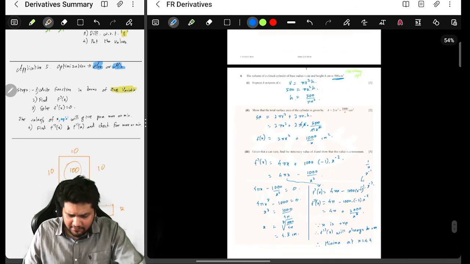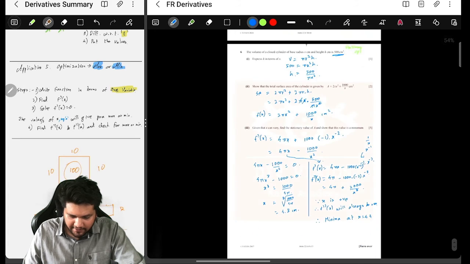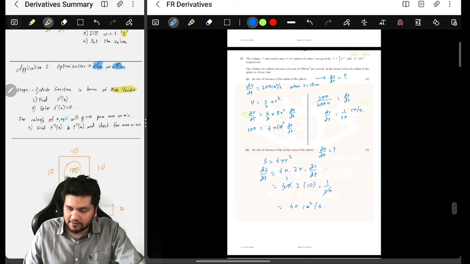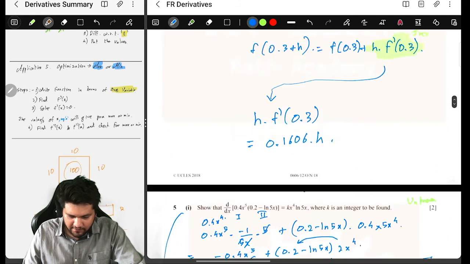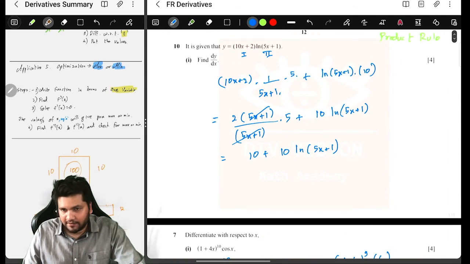So that's all you have in derivatives. We have done related rates, derivative, integration kind of stuff, then optimization, and all these things we have done. So please check out, and let's see for the next topic.